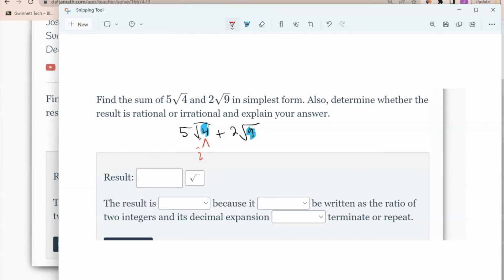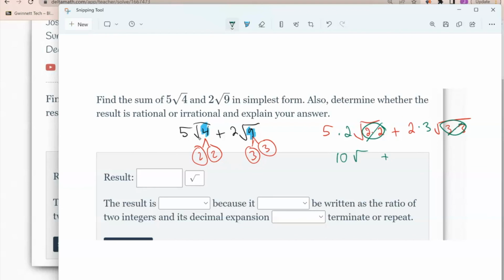So 4 breaks down to 2, which is prime, times 2, which is prime. This breaks down to 3 times 3, and they're both prime. So that becomes 5, leave a space for books, and then you have 2 times 2, plus 2, leave a space for books, and then here you have 3 times 3. All right, and then what do you see? I see a book of 2, so 1 book of 2. Here I see a book of 3, so 1 book of 3. So I'm going to have 5 times 2, which is 10, nothing with the radical, plus 2 times 3 is 6, nothing with the radical.